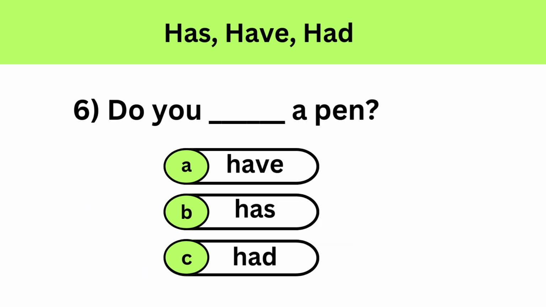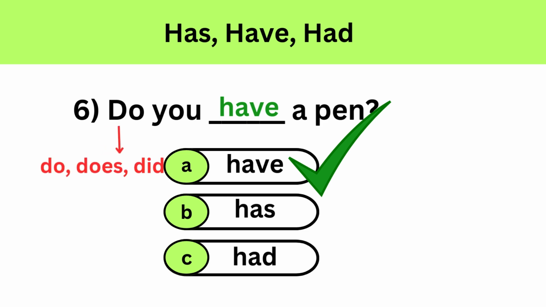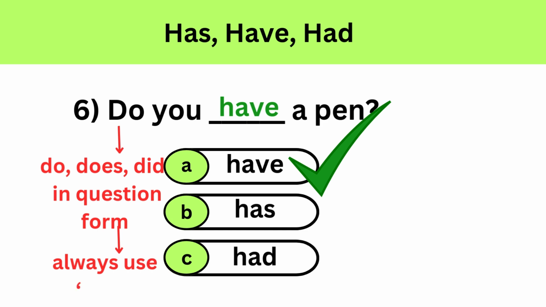Question number 6. Do you dash a pen? Option A. Have. Do you have a pen? When using do, does, or did as auxiliary verbs, we always use have in its base form regardless of the subject.